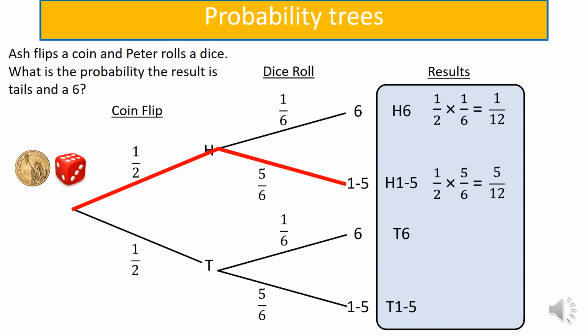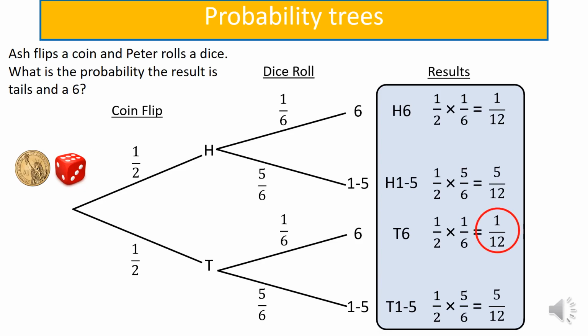In the same way, to work out the probability of getting tails and a 6, I multiply a half and a sixth, and that gives me 1 over 12. To find the probability of getting tails and a number from 1 to 5, I multiply a half and 5 over 6, which gives me 5 over 12. Now remember that our question is asking about the probability of getting tails and a 6. So we are interested in this particular result, and the final answer will be 1 over 12.